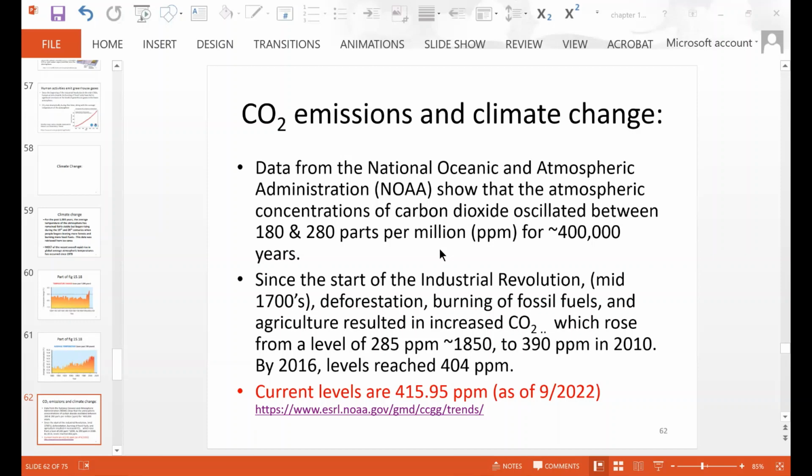Since the start of the Industrial Revolution in the mid-1700s, deforestation, burning of fossil fuels, and agriculture resulted in increased CO2. That rose from a level of 285 parts per million in the year 1850 to 390 parts per million in the year 2010. By the year 2016, levels reached 404, and current levels are 415.95 parts per million.